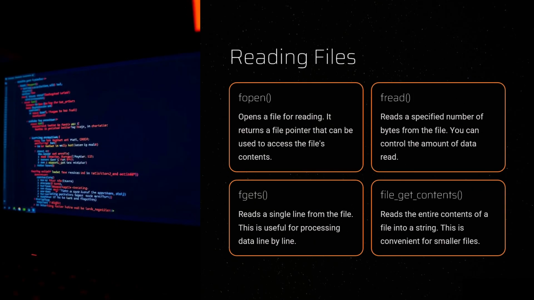The third one is reading files. In PHP, reading a file starts with opening it using the fopen method. To get the content, we use the fread method or the fgets method, and fgets is for line-by-line reading. Alternatively, file_get_contents allows you to read the entire file in one go. These functions are simple and allow you to retrieve file data for further processing.